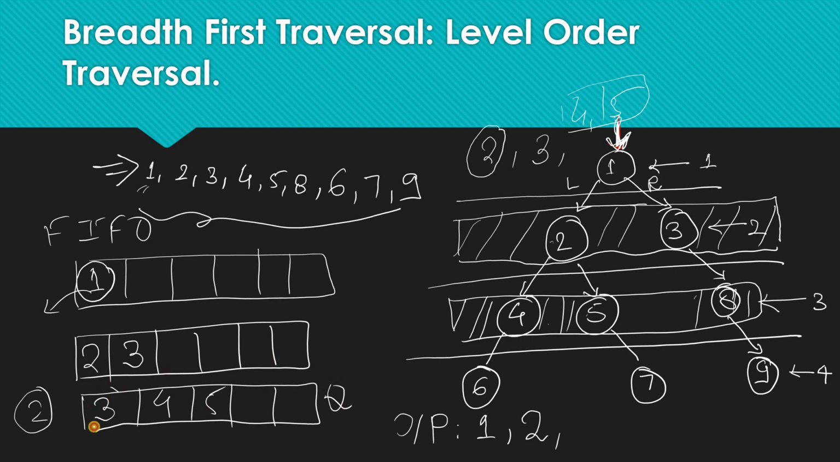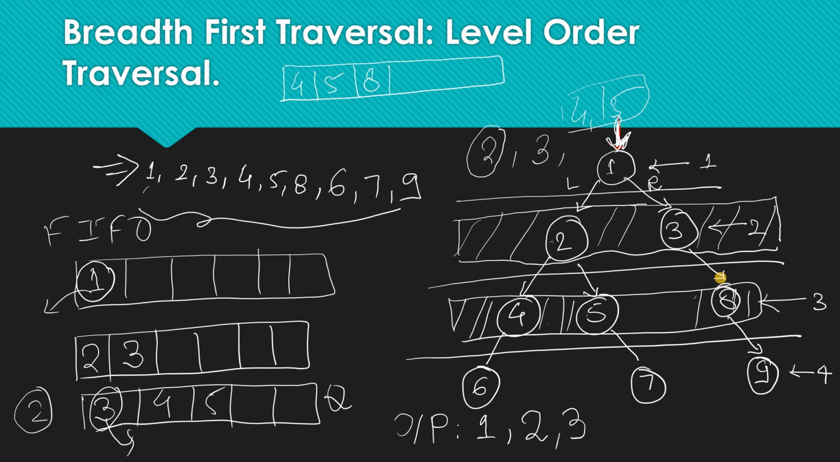Now what we'll do, we'll take out the 3, right? Let me put our queue here. So we took out the 3, so 4 and 5 will be left here, right? Now we'll print 3 and we'll insert the children of 3 into the queue, which is 8, right? We don't have any left children for 3, only 8 is there.